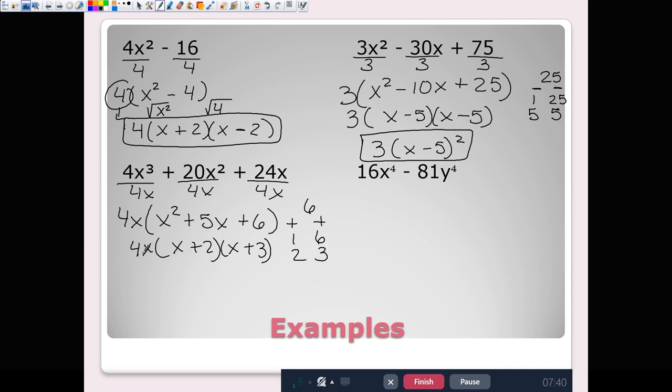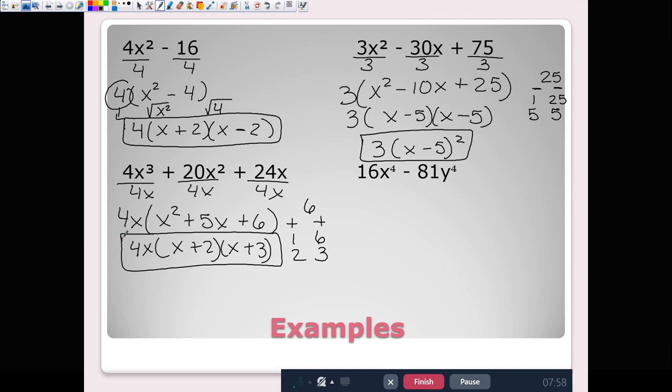Right, now I need to look inside my parentheses. Is there anything else that can be done? Are these a difference of two perfect squares? No. Are they the same thing like up there? No. So this is my answer. So we're just combining everything that we've already learned.